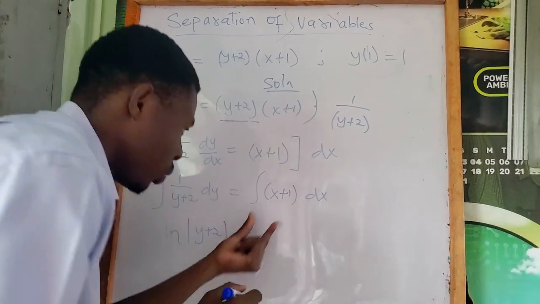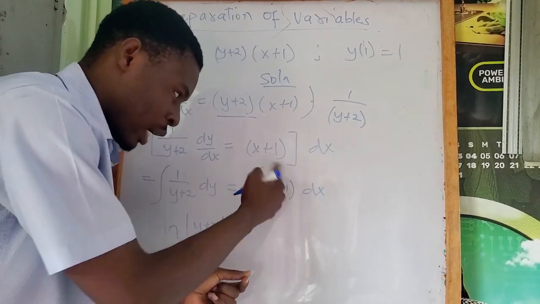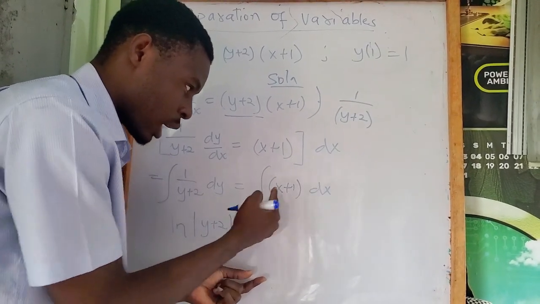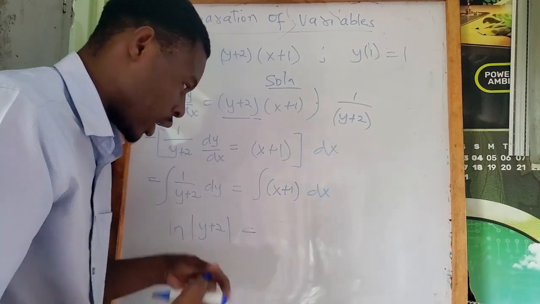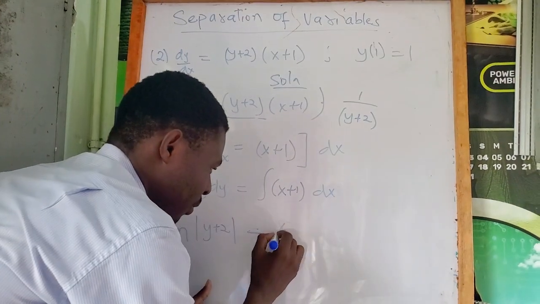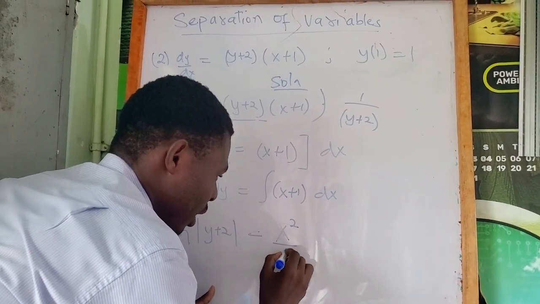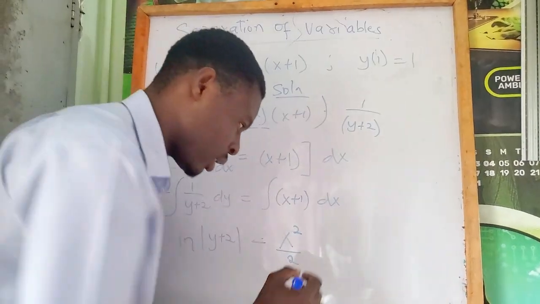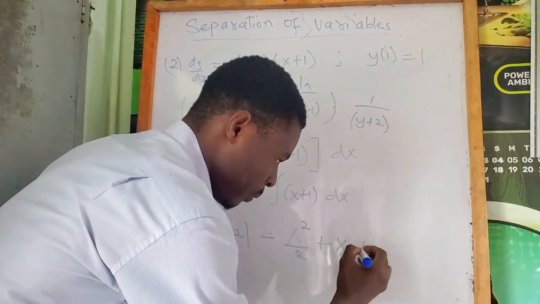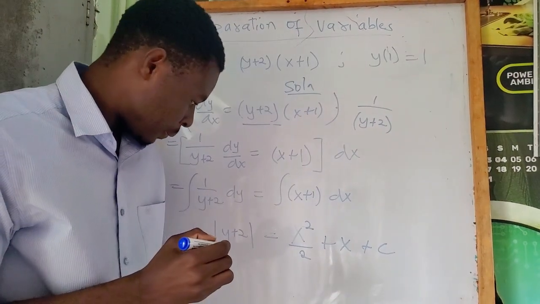So this will be equal to, now we can integrate each term, because this is x + 1. We take the integral of x with respect to x, and the integral of 1 with respect to x. The integral of x with respect to x will give us x squared divided by 2. The integral of 1 with respect to x is just x. Now we'll put our constant of integration, plus c.